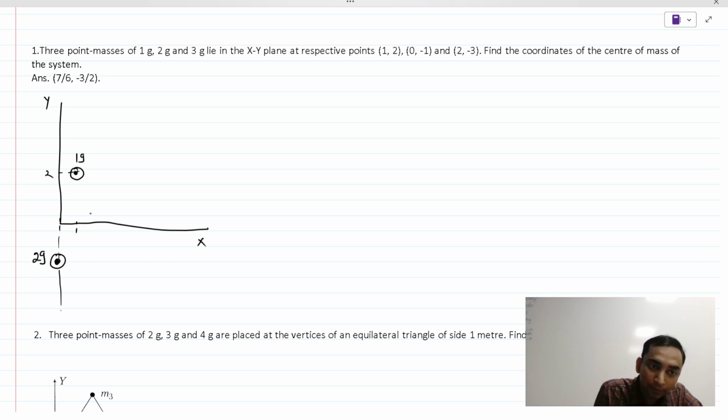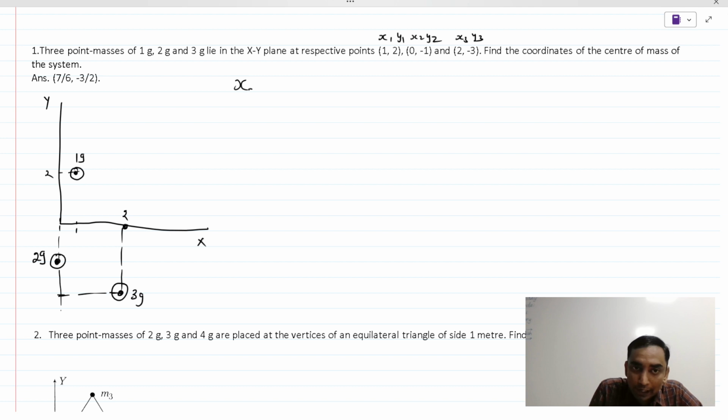So 2, 3 means the x coordinate is 2 and the y coordinate is -3, so the third mass is somewhere over here, that is the 3 gram mass, correct? Now since we know x1 y1, x2 y2, x3 y3, the center of mass of all of them is going to be lying somewhere on the xy plane itself.